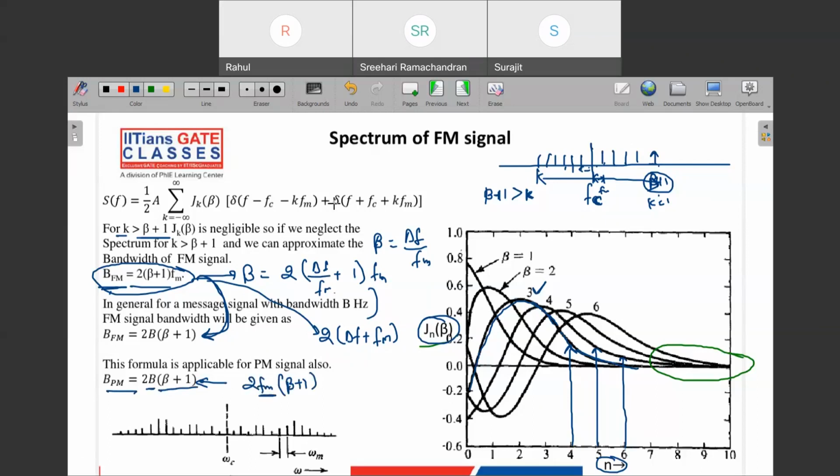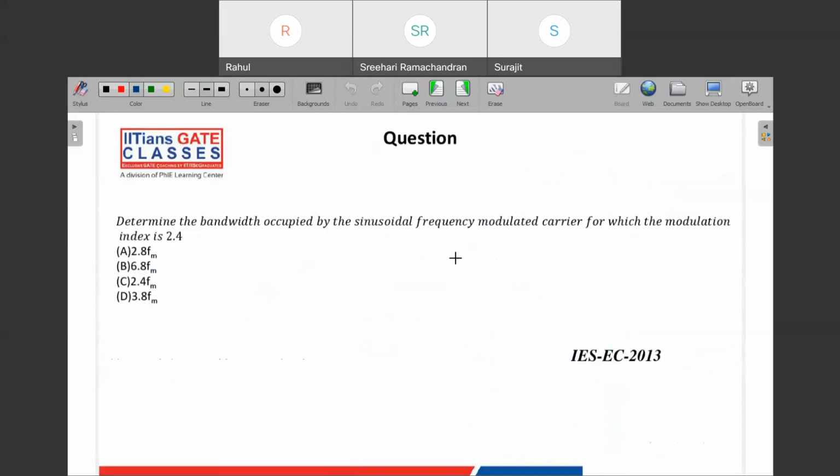Okay, let me go to the next slide. So let's take a problem. We have a sinusoidal, again frequency modulation here, and the modulation index is given as beta equal to 2.4, and we need to find out what will be the bandwidth. So bandwidth is equal to 2 into beta plus 1 into fm.